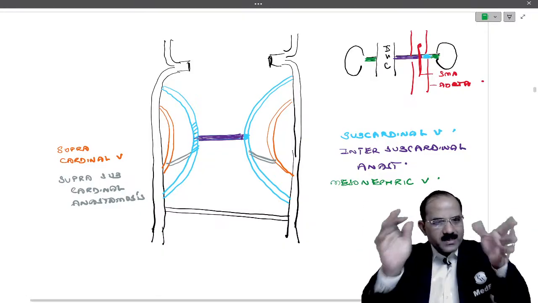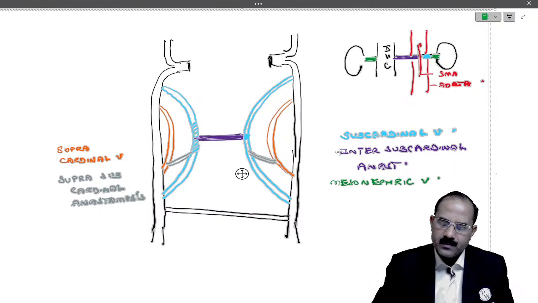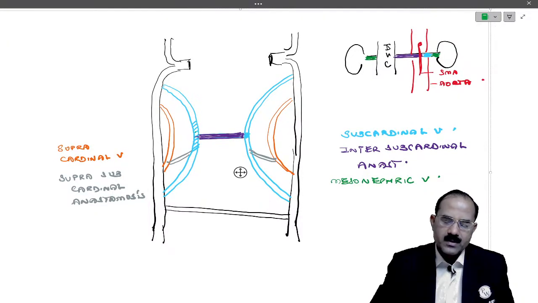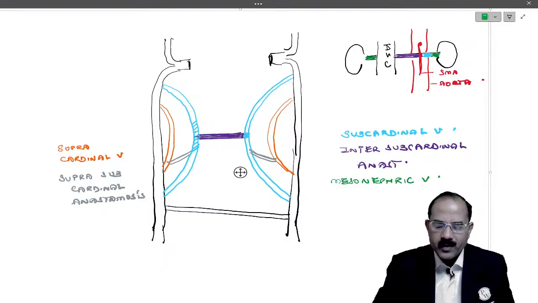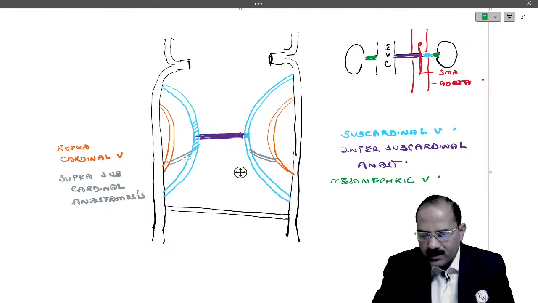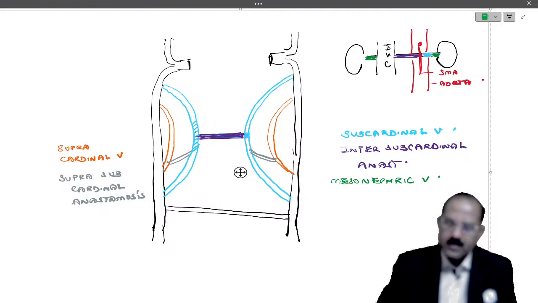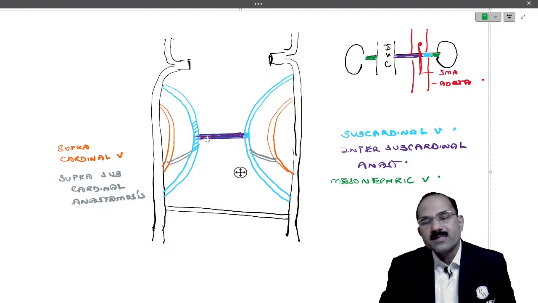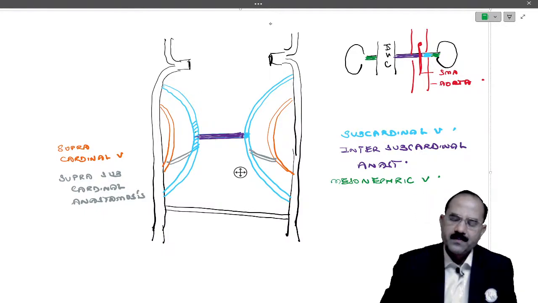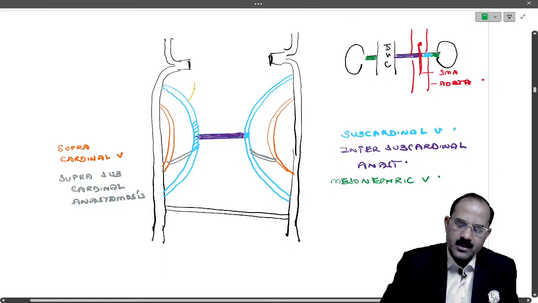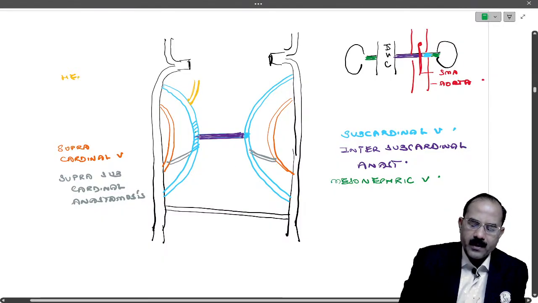Okay, is it clear? Once again, just going through this. What is this vein? This is the posterior cardinal vein. This in orange is the supracardinal vein. This in blue is the subcardinal vein. This in gray is the supra-subcardinal anastomosis. This is the intersubcardinal anastomosis. And there is a last part which comes and joins this. This is what we call the hepatocardiac channel.